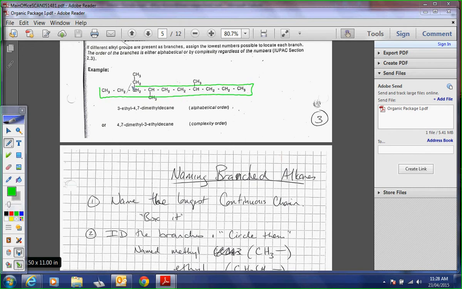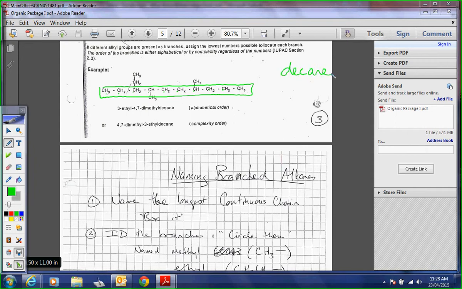Let's just see. 1, 2, 3, 4, 5, 6, 7, 8, 9, 10. Everybody okay with that? And so Andy said, in my longest chain, because that's what you gotta do, you gotta find the longest chain, okay? Which right now is obvious because it's just a nice straight line. Sometimes they bend on us, so we'll have to pay attention to that later. So 10 carbons. So dec-ane.